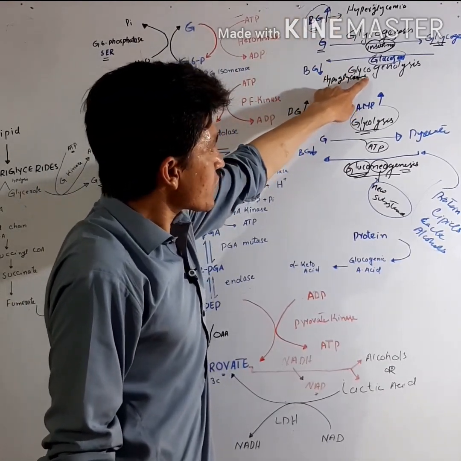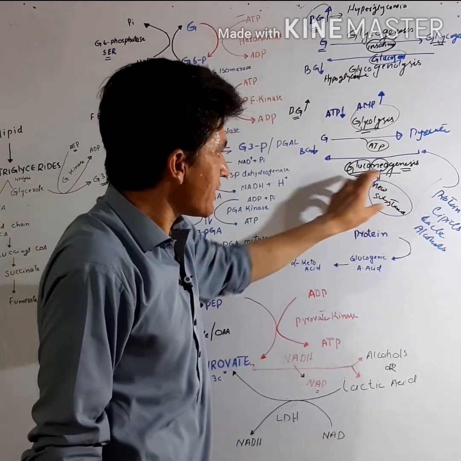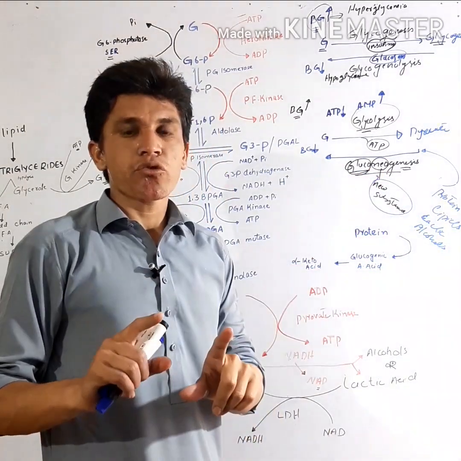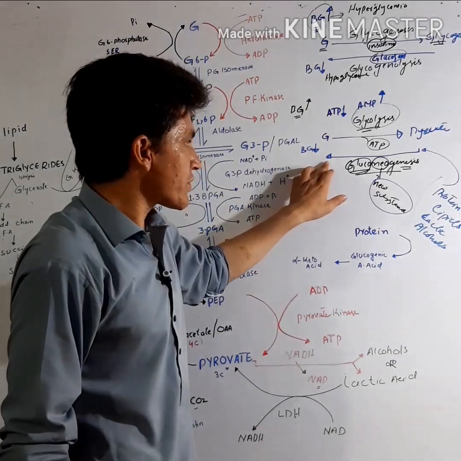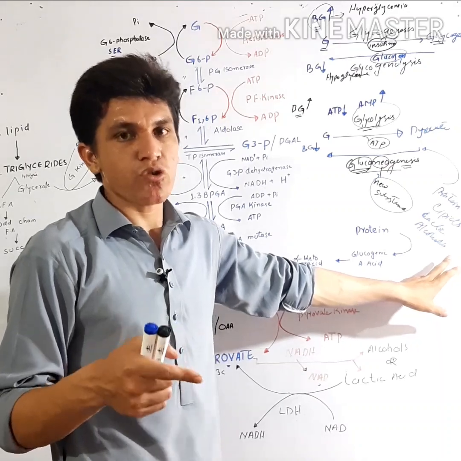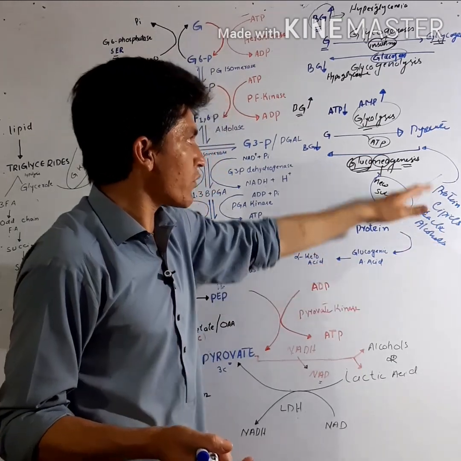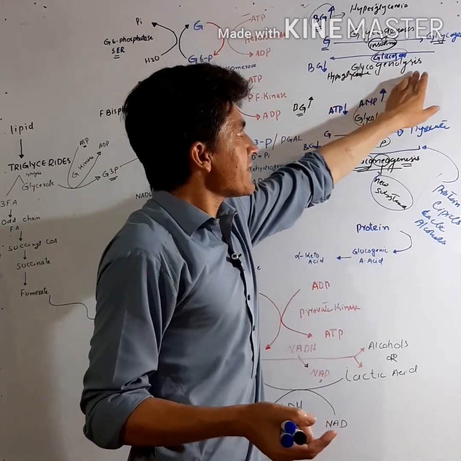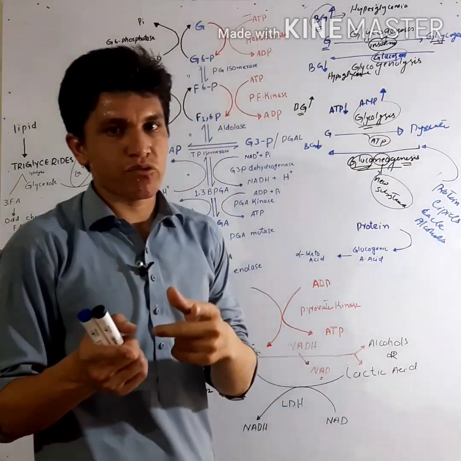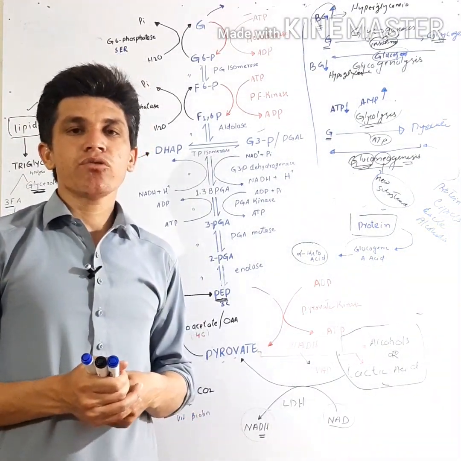In glycogenolysis, the glycogen is converted into glucose, so glucose is formed, and it is the same in gluconeogenesis. But in gluconeogenesis, the substances which are used to form glucose are not carbohydrate or glucose substances. These are other substances, for example protein, lipid, lactic acid, alcohol, and so on. And in glycogenolysis, the substance is carbohydrate. Glycogen is carbohydrate. This is the difference between both of them. Now we are going to compare glycolysis and gluconeogenesis.